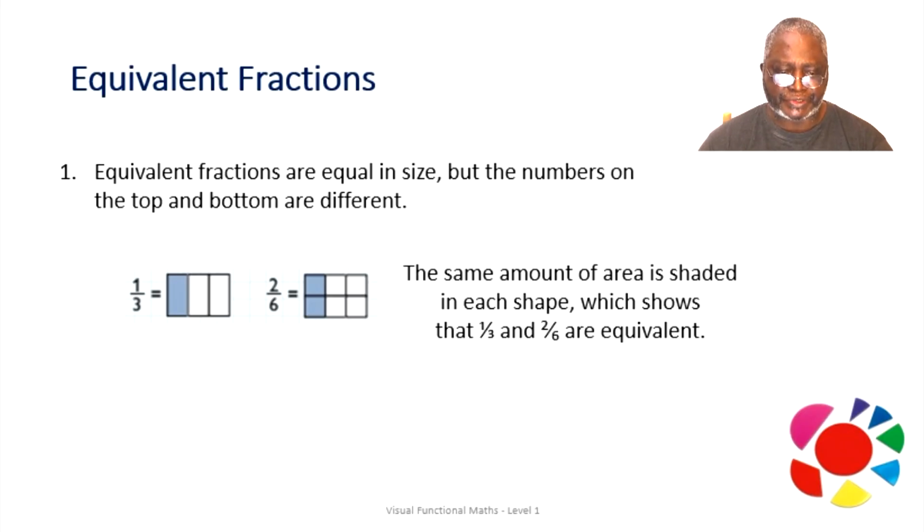We'll look at equivalent fractions now. Equivalent fractions are equal in size, but the numbers on the top and bottom are different. Look at the diagrams on the board. You will see from the shaded part of both that they're the same. 1/3 and 2/6. Why is it called 2/6? Because the second diagram is split into 6 equal parts, but the shaded area is the same as the first diagram. So the same amount of area is shaded in each shape, which shows that 1/3 and 2/6 are equivalent.